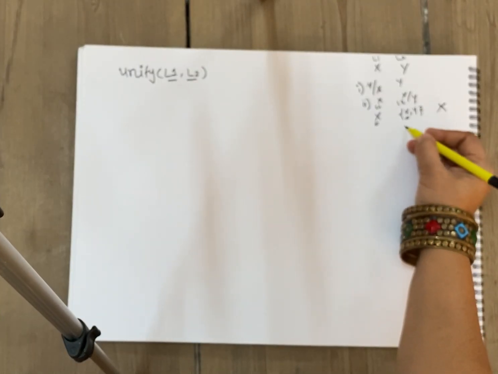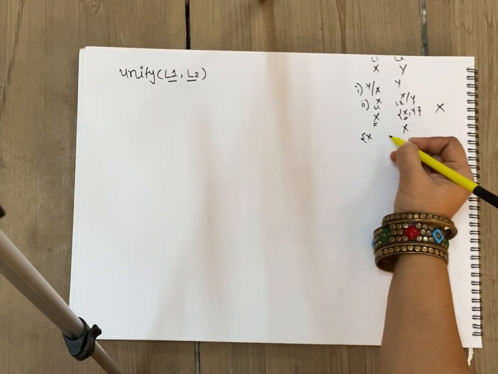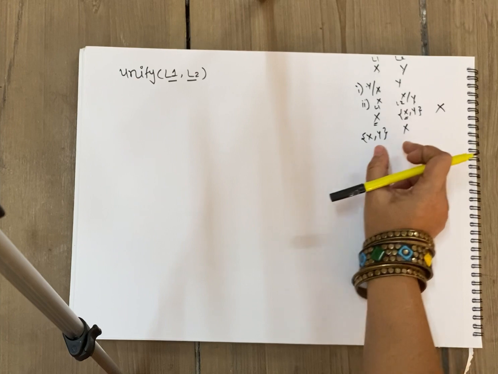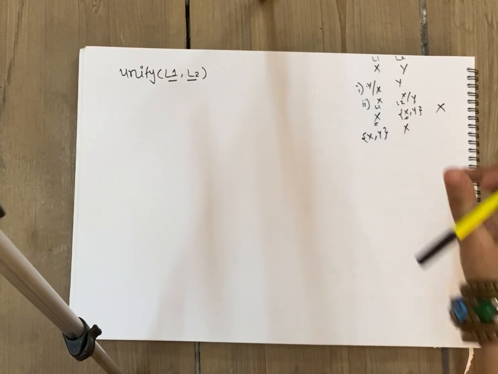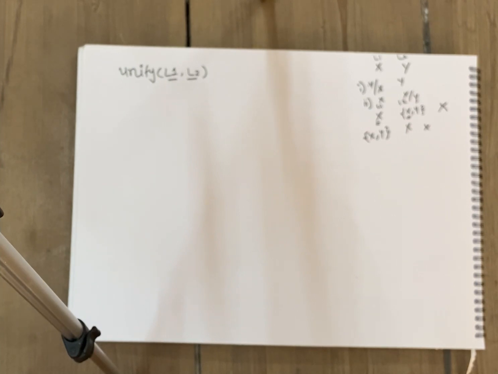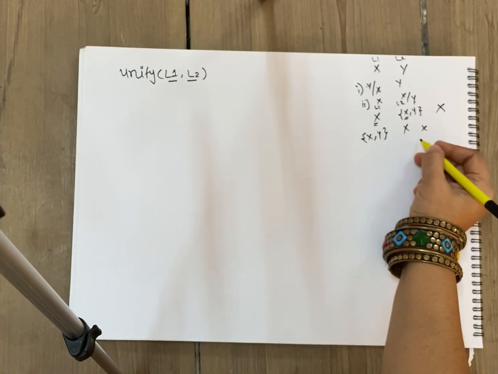Similarly, if L2 is a variable but it is part of L1, are you getting what I am trying to say? L2 is a variable but it is part of L1. In that case also unification is not possible. So whenever unification is not possible, what are we going to return? We are going to return fail. So in both these cases, fail is going to be returned.